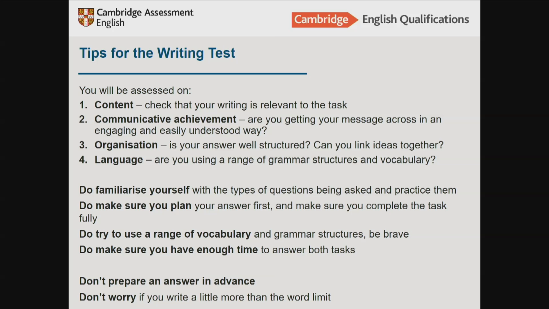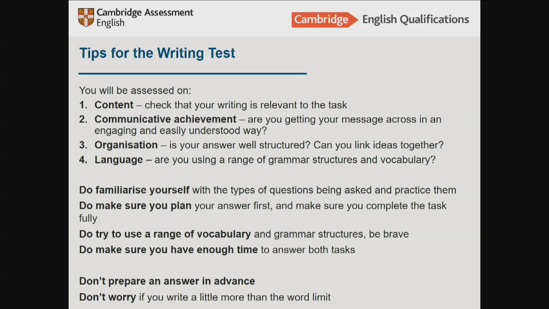So let's have a look at some of the tips for the writing test. It's important to know what you will be assessed on. There are 4 elements here. Content. This is really checking that your writing is relevant to the task. So have you answered the question that has been given to you? Communicative achievement. Are you able to get your message across in an engaging and easily understood way? Organisation. Is your answer well structured? Are you able to link your ideas together? Have you used paragraphs? Have you used proper sentence construction?